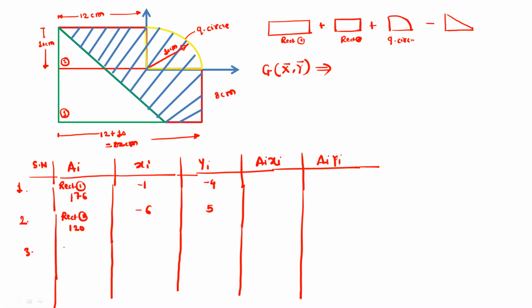Then the third geometry is the quarter circle. So for the quarter circle, area is pi r square by 4. So this is 78.54 square centimeter. X and y coordinate both are the same, 4r upon 3 pi. So this is 4.24.